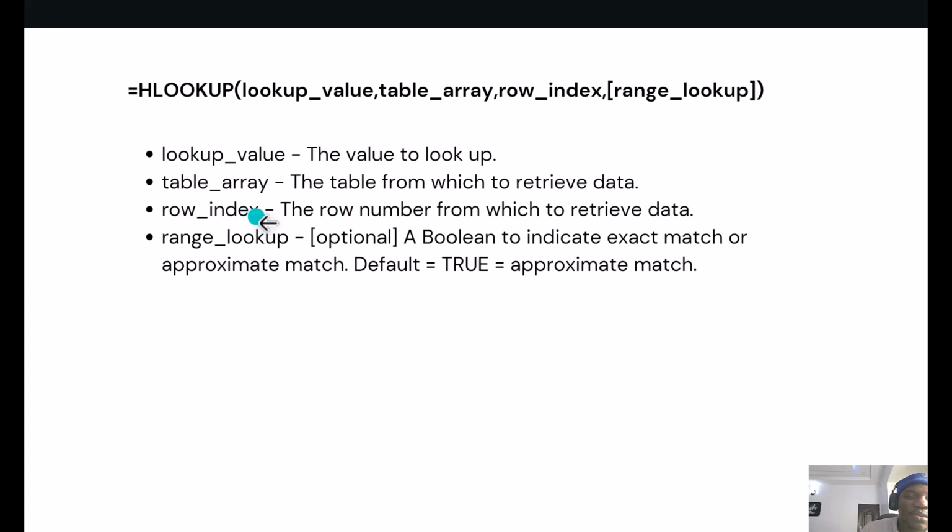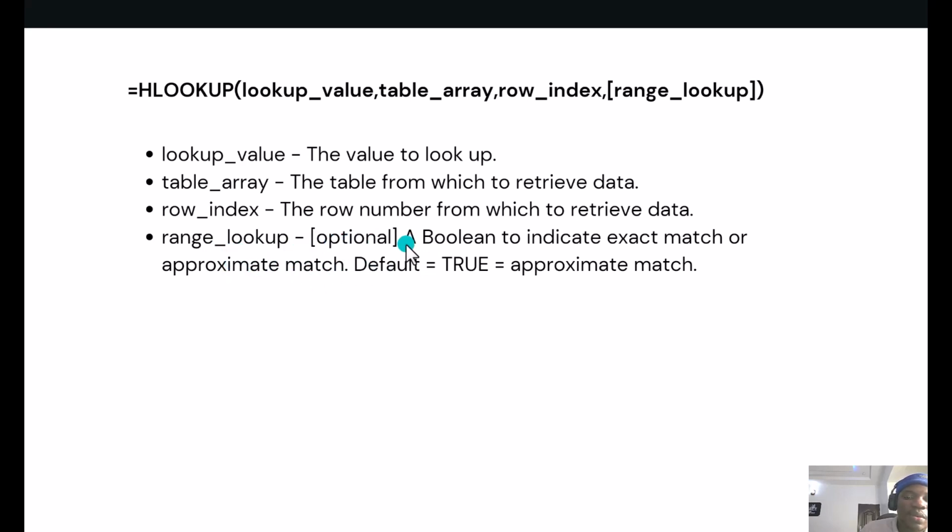Now we also have what is called the row index. This is the row number from which to retrieve the data, because this is what we are looking at. We're looking at the lookup value, and then we want to retrieve data after we must have looked up the value. So don't worry about this. You may not really understand what I'm saying, but when we go into our data set to practice this, you get to understand.